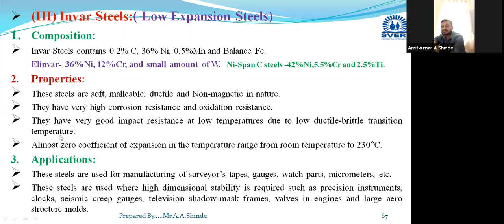Okay, as we have discussed its characteristic, that is, it almost has zero coefficient of expansion in the temperature range from room temperature up to 230 degrees Celsius. Hence, it is used for manufacturing of precision instruments, then clocks, seismic creep gauges, television shadow mask frames, then valves in engines, okay, and large aerostructure molds. Okay, now I will show you the pictures.